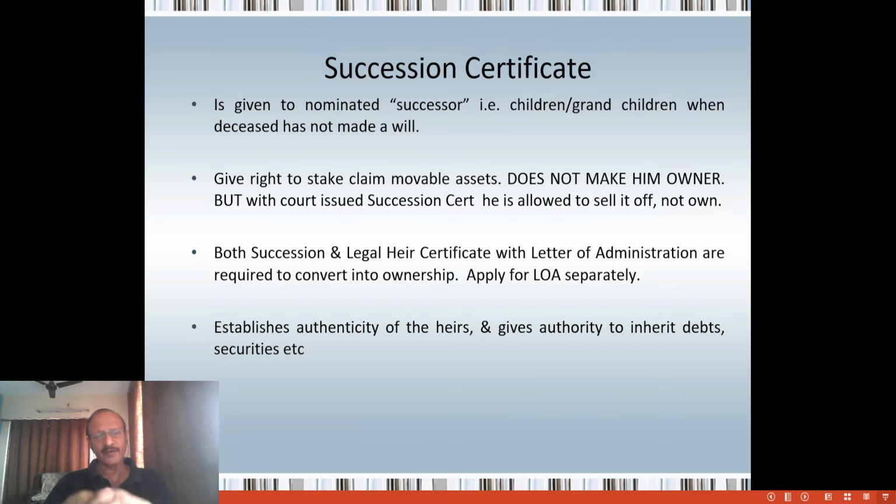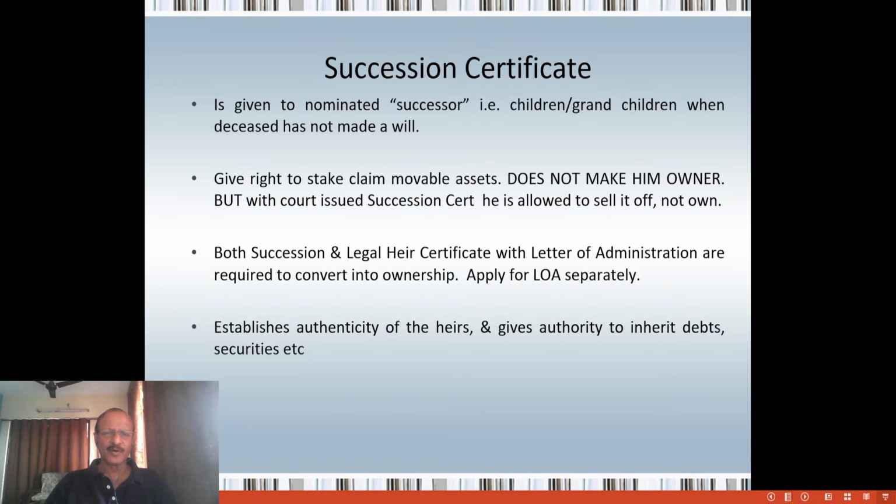Now with succession certificate, you are entitled to acquire, inherit, and once you acquire, inherit, then you operate that. Without inheriting, you cannot operate. Legal heir certificate does not allow you to inherit. Succession certificate allows you to inherit or acquire them, but not own them, and then you can operate.